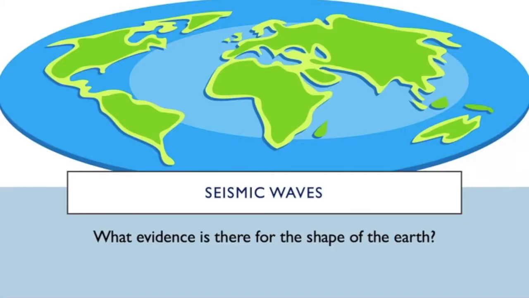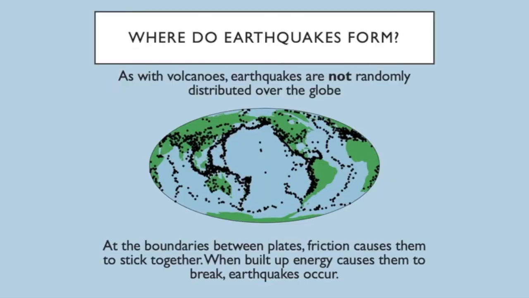Today we're going to be looking at seismic waves, and we're going to be answering this question. What evidence is there for the shape of the Earth? So where do earthquakes come from then? Seismic waves come from earthquakes.